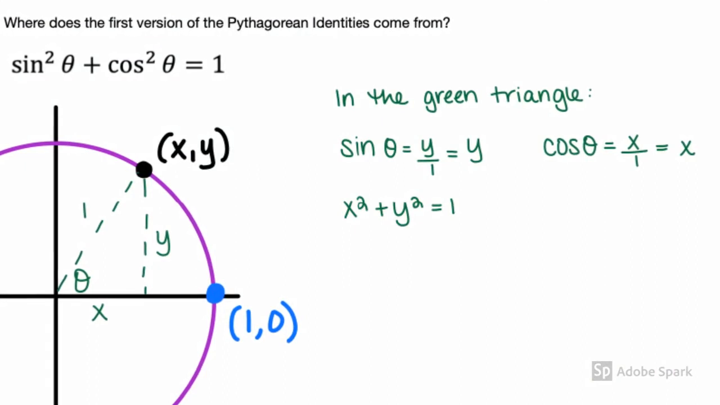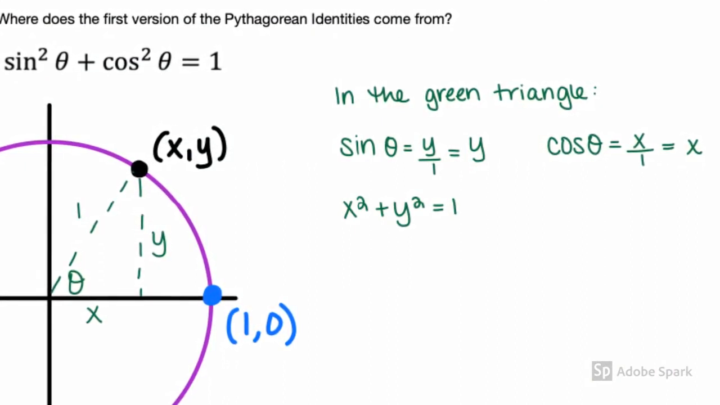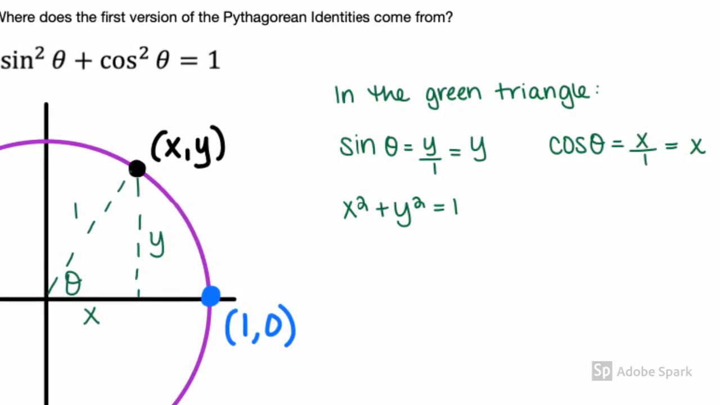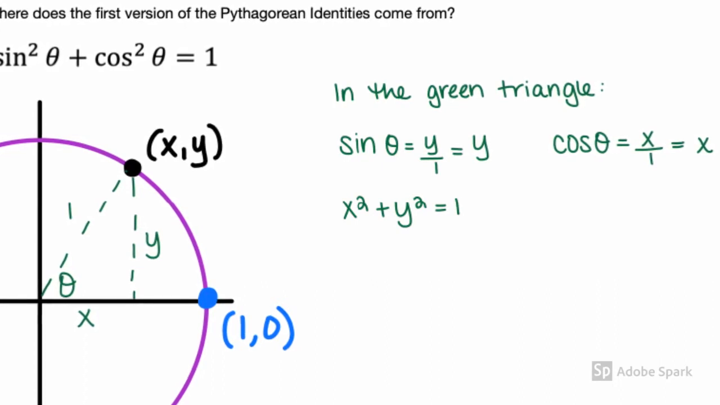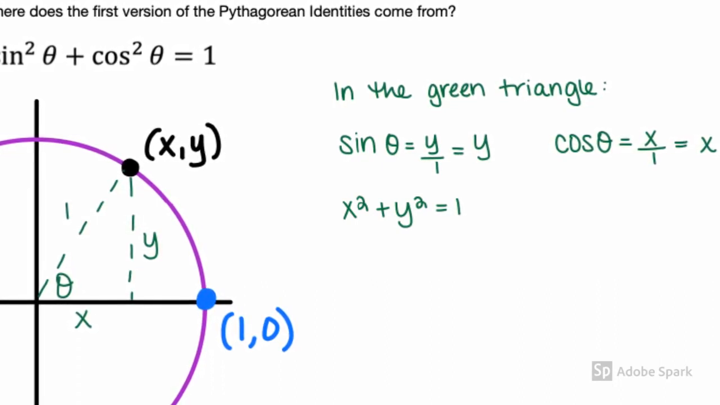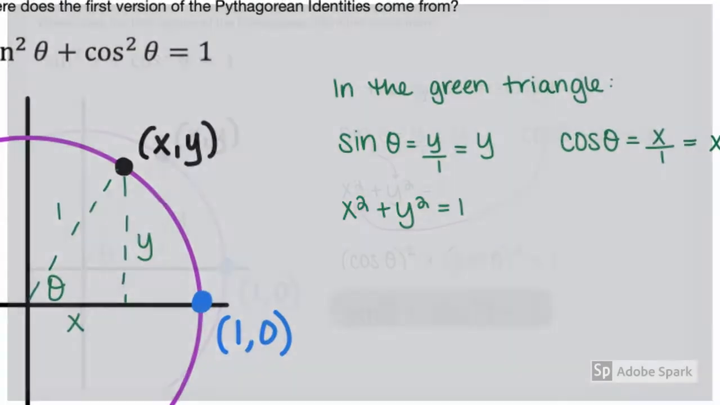In this green triangle, we can see that the sine of theta is opposite over hypotenuse, or y over 1, or y. Cosine is adjacent over hypotenuse, or x over 1, or x. And by the Pythagorean theorem on the three sides in this right triangle, x squared plus y squared equals 1.